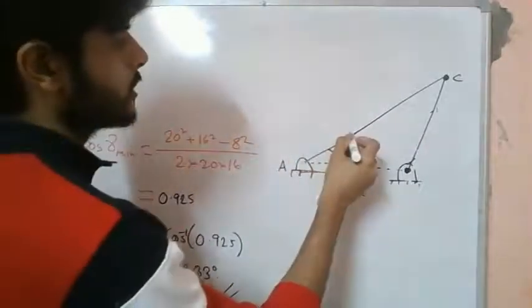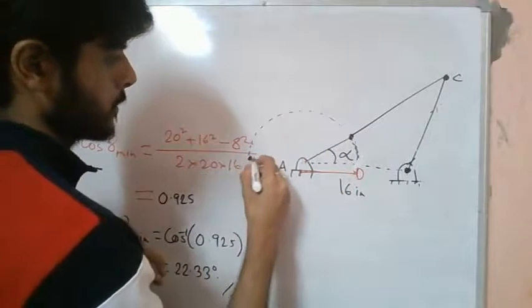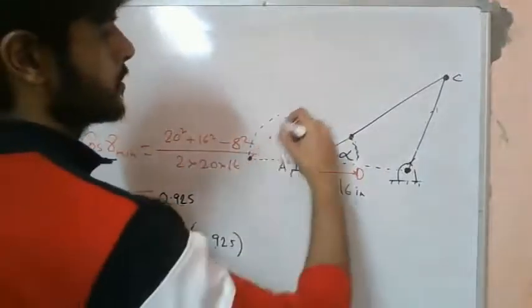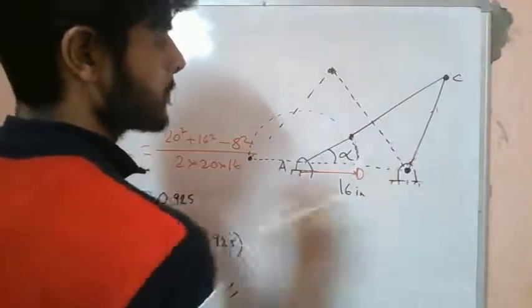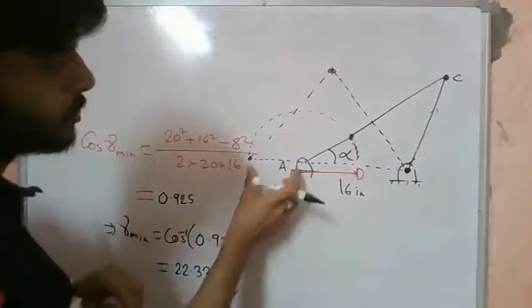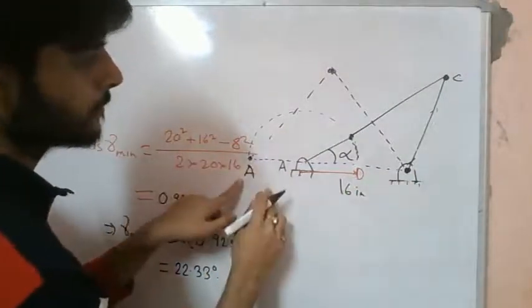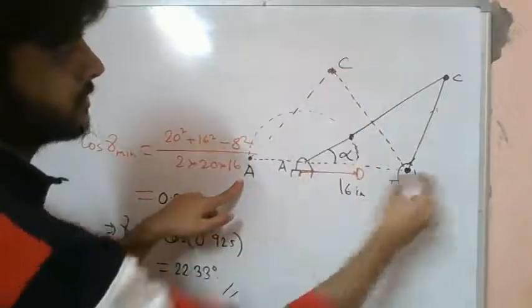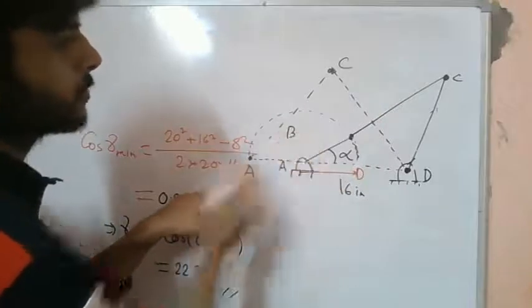So it can come over here. Okay, so in this case, the link length will be something like this. This link length is 8 plus 16, right? So A will be over here. This is C, this is D, and somewhere in between will be B. We are not bothered.